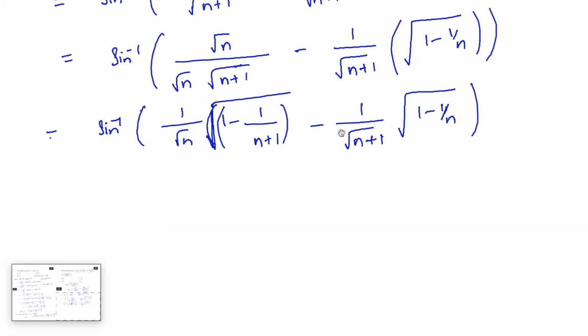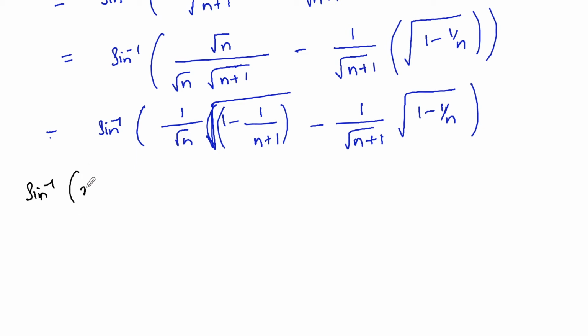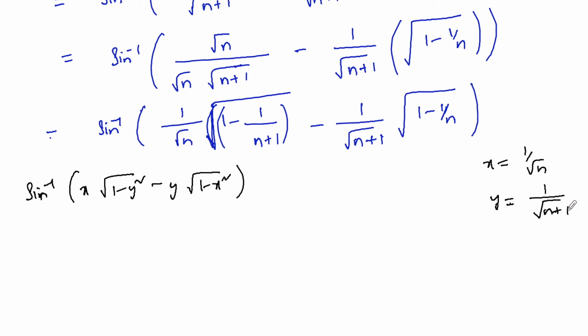and it seems like sin inverse of x into root of 1 minus y square minus y into root of 1 minus x square. So where x is equal to 1 upon root n and y is equal to 1 upon root of n plus 1. So x times root of 1 minus y square, that is 1 upon root n plus 1 whole square, will come the same. So which is nothing but sin inverse x minus sin inverse y.